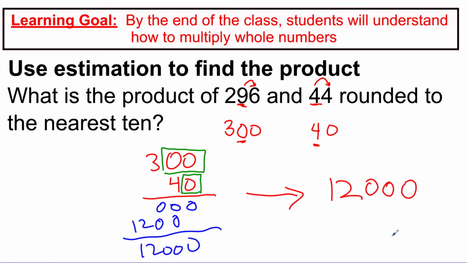Whenever you're multiplying by a number that has zeros at the end of it, we can forget about them, multiply using just the rest of the problem, and then put those zeros on at the end, and you will get an equivalent answer.